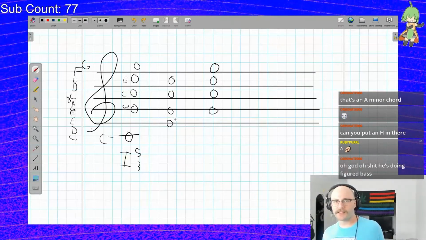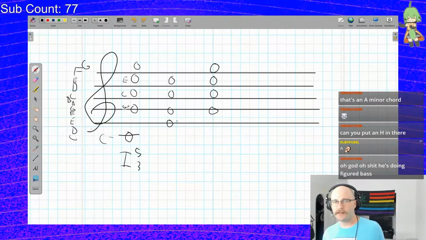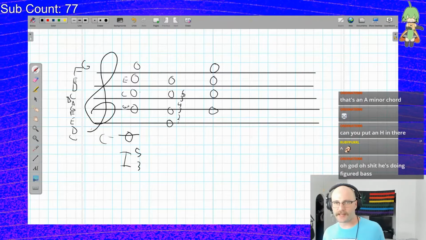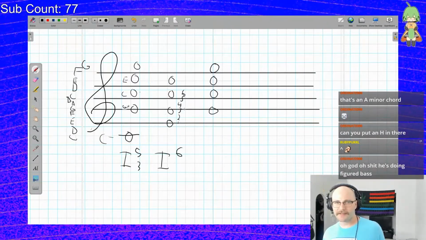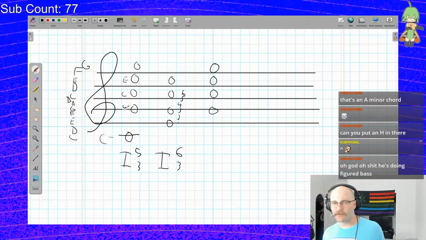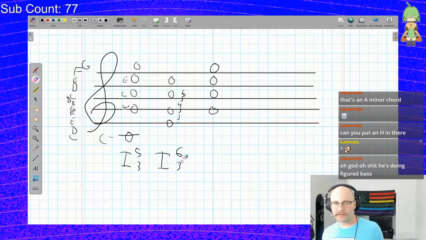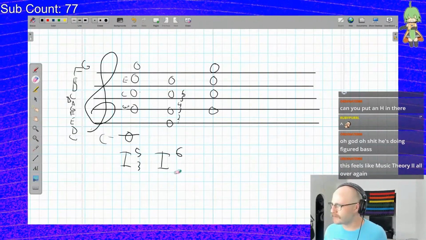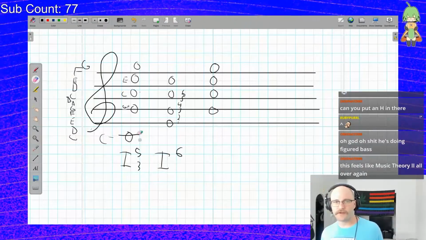But let's look at this. The distance now between E and C is, again, 1, 2, 3, 4, 5, 6. So we have a 6 with an implied 3, because the distance between E and G is a 3. But we don't need that, because the 6 explains that same piece of information. So a 6 or a 6-3 is first inversion.